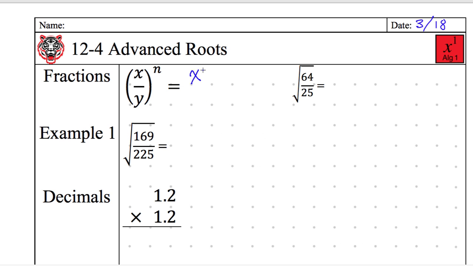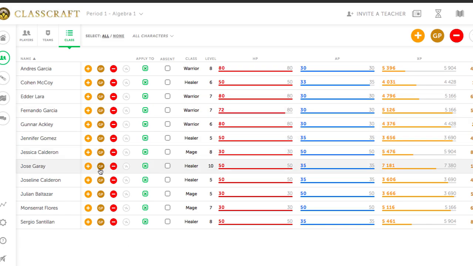X to the power of n over y to the power of n. There it is. So I just move this power here, and I move this power down here. I'm kind of distributing the power. So write that down, just a quick review of that rule. Thank you, Jessica. And both Josie and Jessica can turn in your cards.